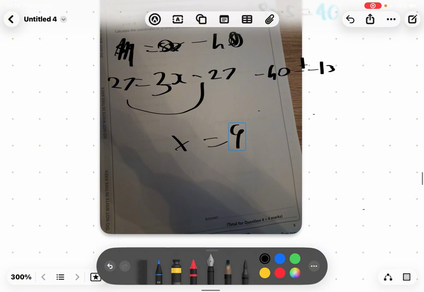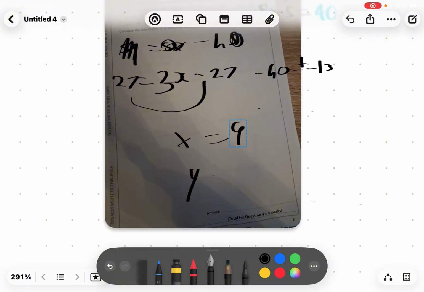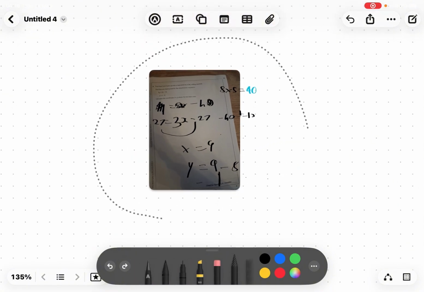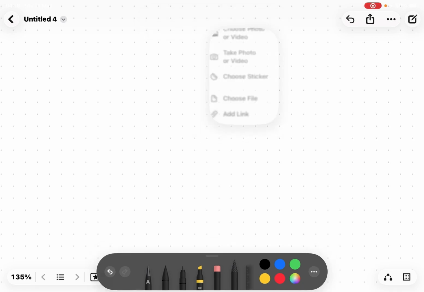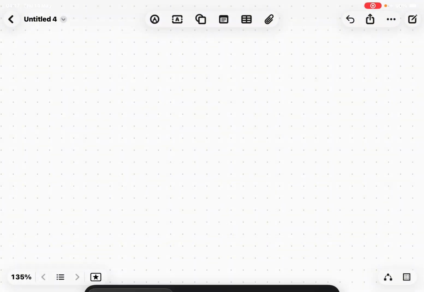Then we substitute the y in here, so y equals 9 take away 8. We answer this 1, so y equals 1. So yeah, it's this one.